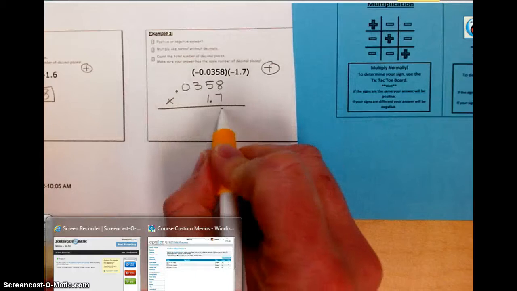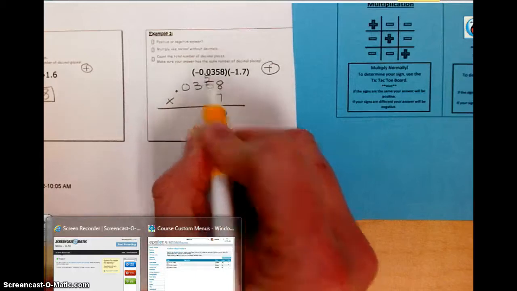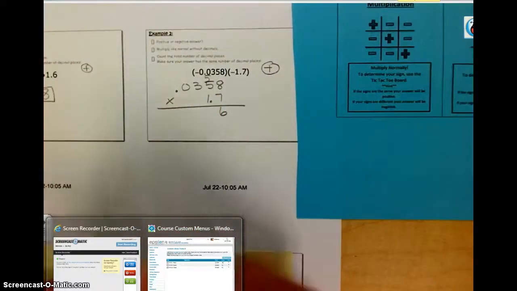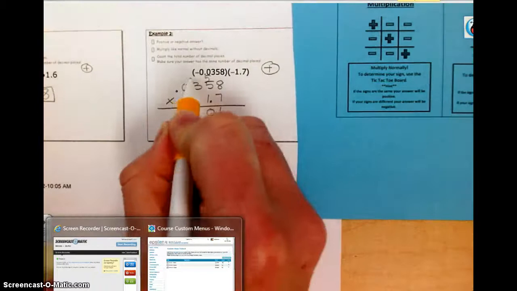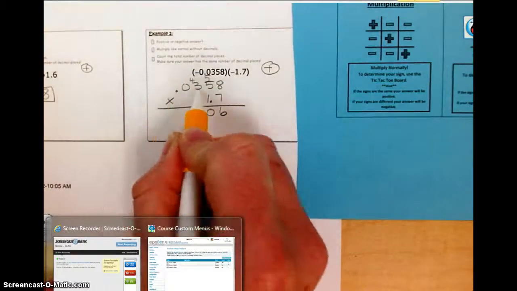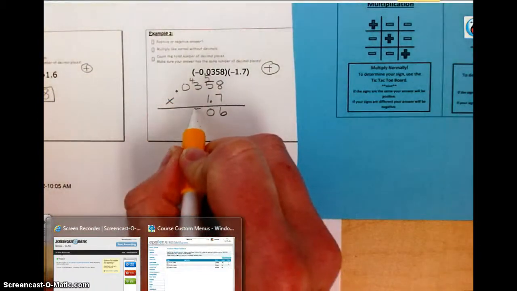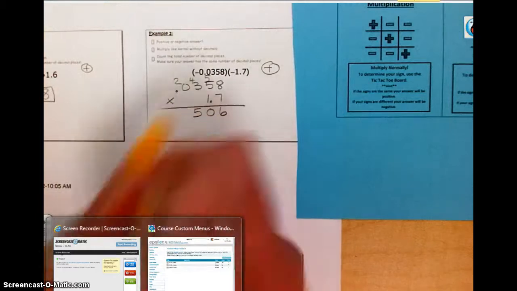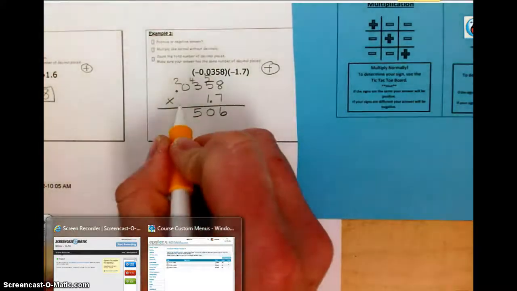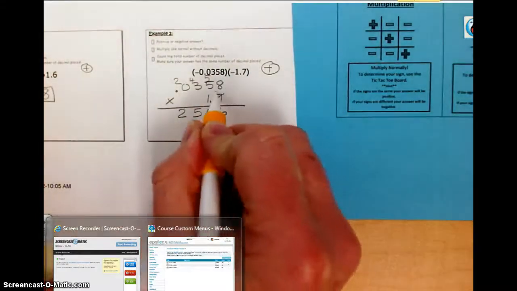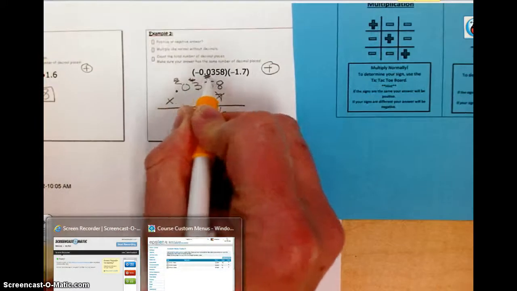8 times 7 is 56. 5 times 5 is 35, plus 5 is 40. 7 times 3 is 21, plus 4 is 25. 7 times 0 is 0, plus 2 makes 2. I'm going to scratch out the numbers that I've already used.